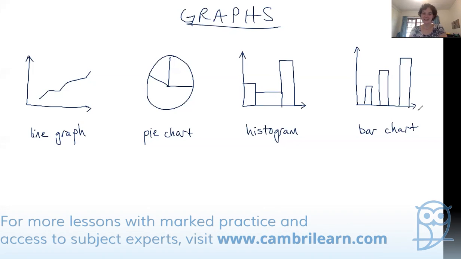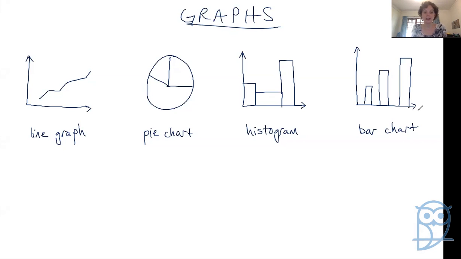Okay, so we're talking about graphs. We've got 4 different types of graphs, visual representations that you need to be familiar with for IGBio. You've got your line graph, your pie chart, your histogram, and your bar chart. Now, all of these come up in IG Maths. So you should be familiar with, by the time you get to the end of your IG Maths course, how to do all of these properly.